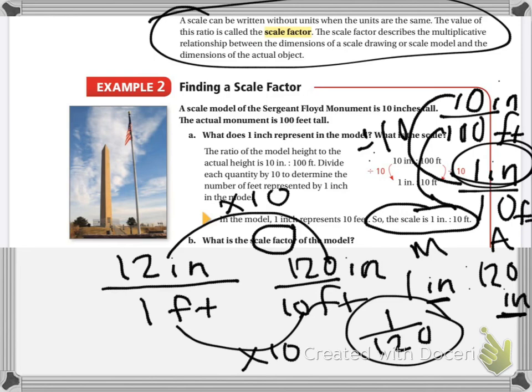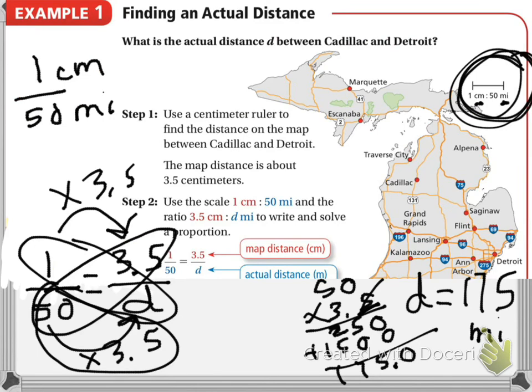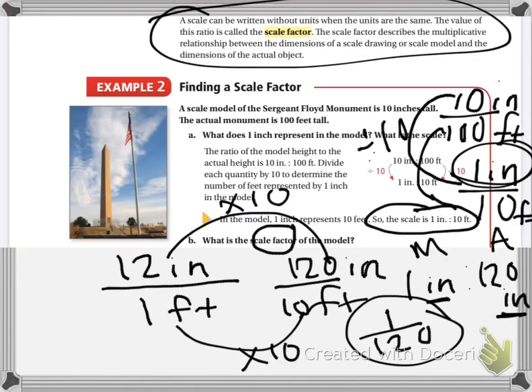So what you're going to be doing today, you're going to be doing some sample problems. You'll be finding some distances on a map. You'll be finding scale factors as well. If you have any questions, feel free to email me so that I can help you out. And you'll go on to your big ideas online, do those sample problems, and then you'll be done for the day.